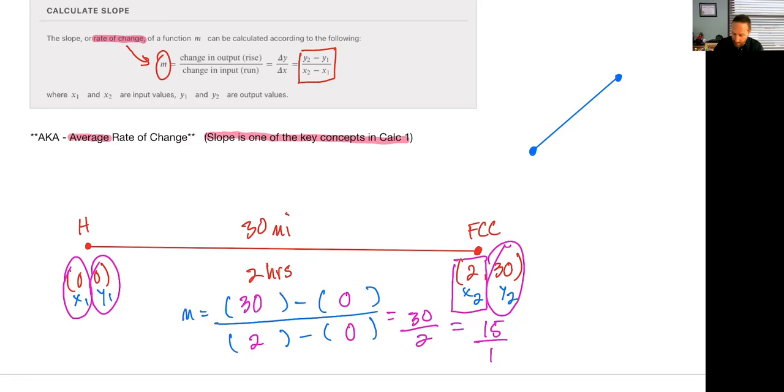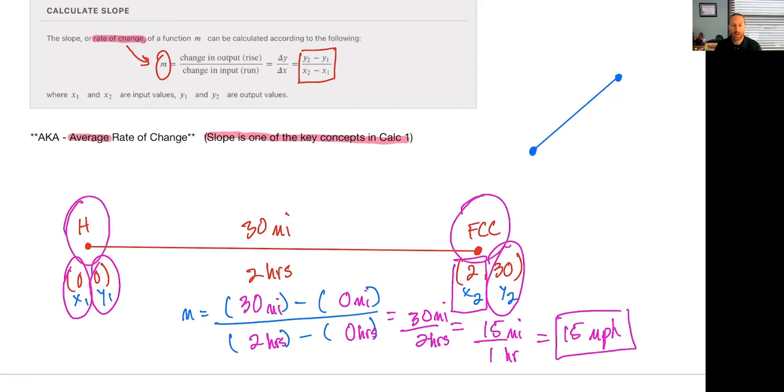And so if I put in my measurements, my units, I will end up with on top 30 miles is what I traveled in 2 hours, which I can then simplify to be 15 miles in 1 hour. Or what we like to abbreviate, 15 miles per hour.